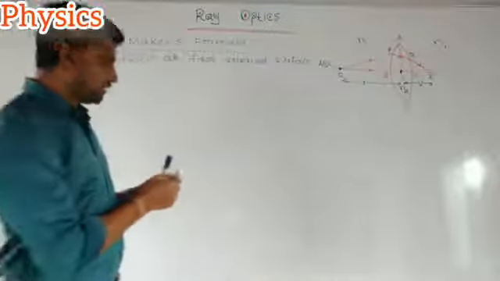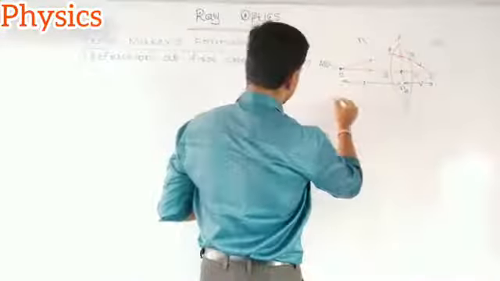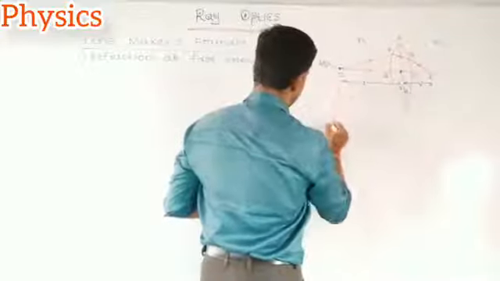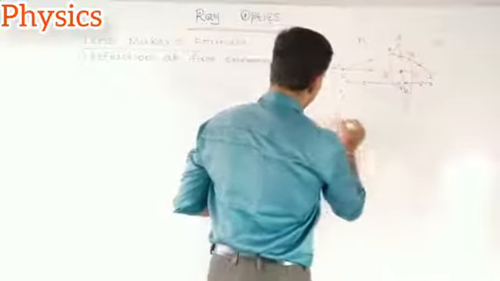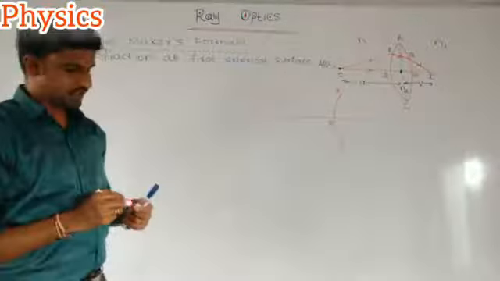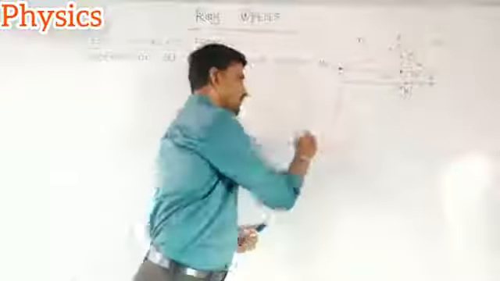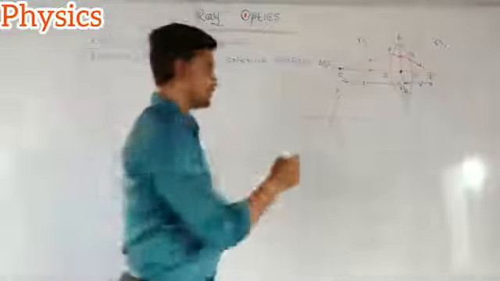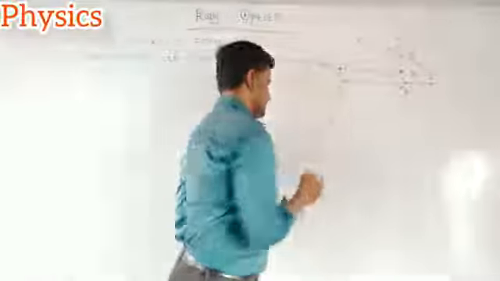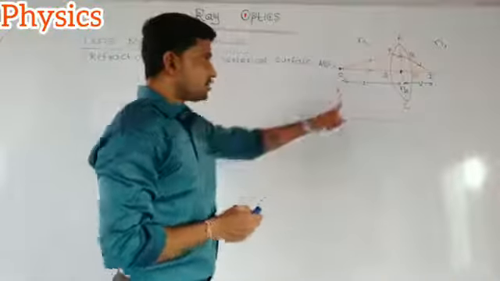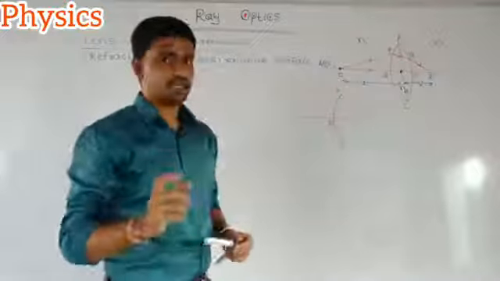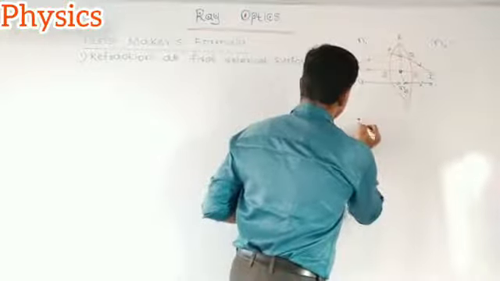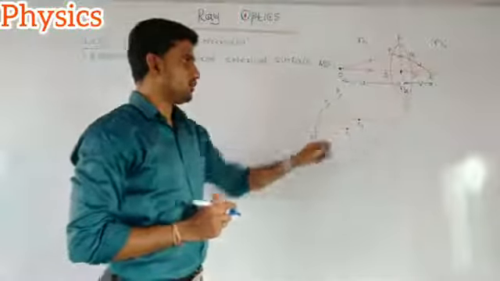Here now I am considering the first spherical surface ABC. See here, this is the first spherical surface ABC. And I am drawing the principal axis. This is the principal axis. Now it is only one spherical surface. For this spherical surface, let B be the pole of this spherical surface. And there is a center for this spherical surface that is called the center of curvature. And that center of curvature I am taking as C1. This is the center of this spherical surface, that is the center of curvature.